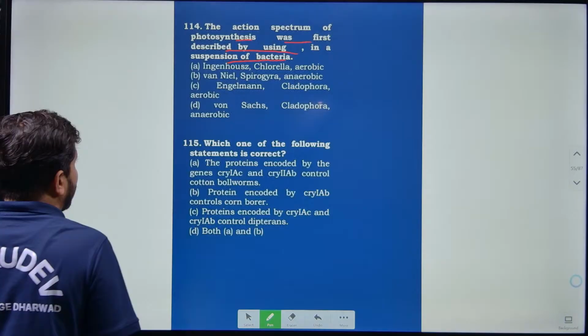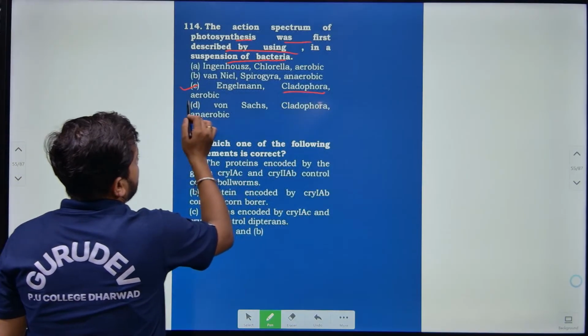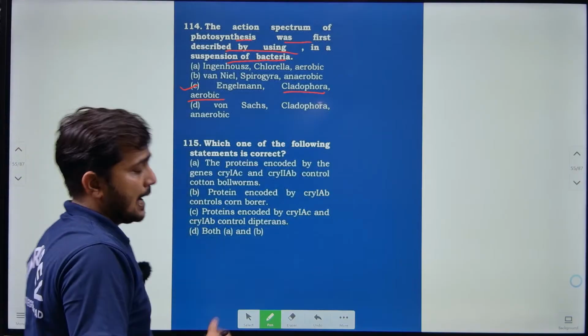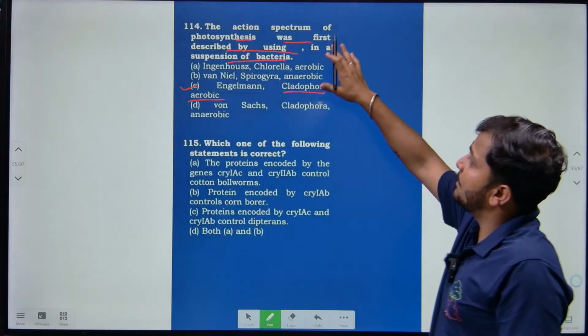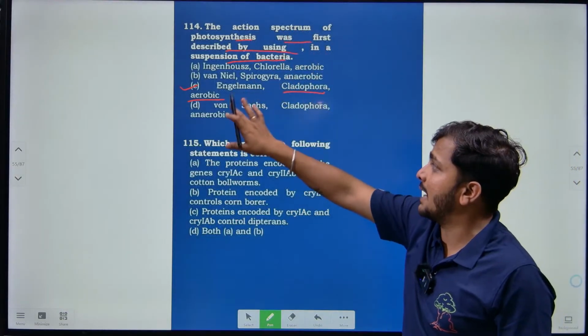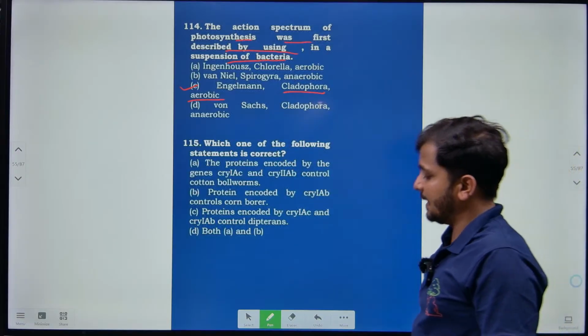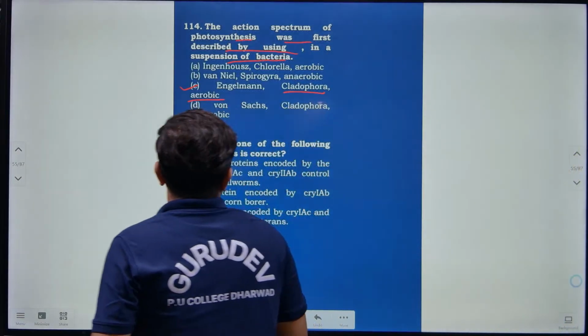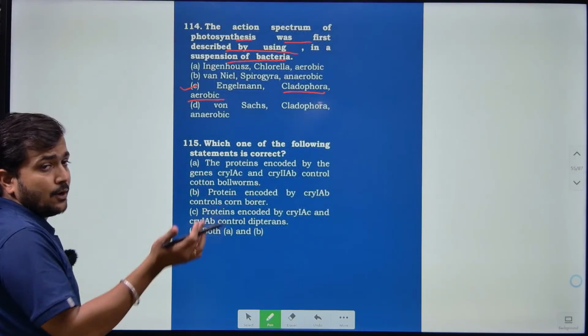So according to that, Engelmann used Cladophora, which is aerobic, and aerobic bacteria, just to show how much the light spectrum matters for photosynthesis. So Engelmann gave that experimentation, right? Then which of the following statements is correct? So we have to find the correct statement.